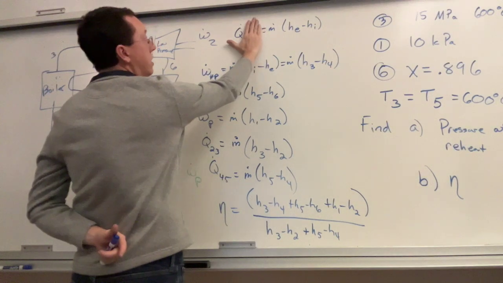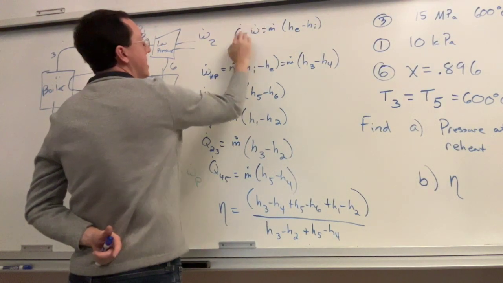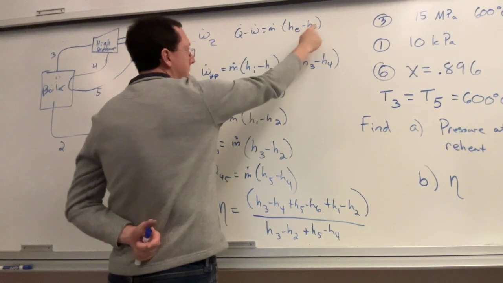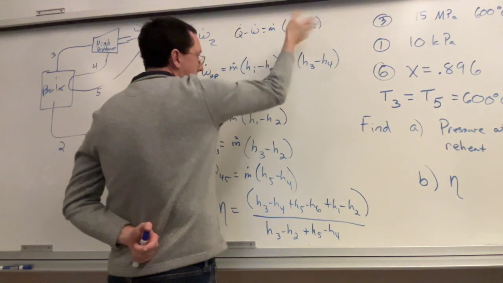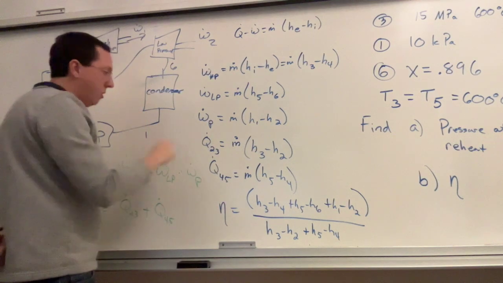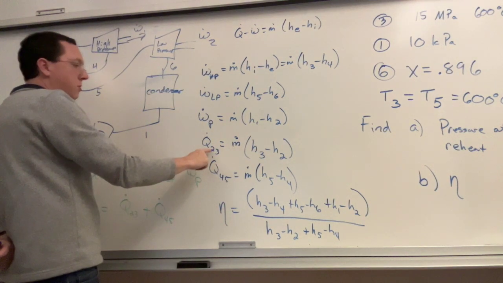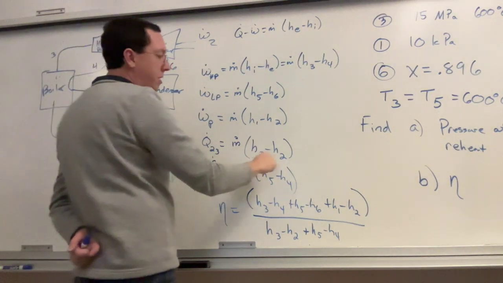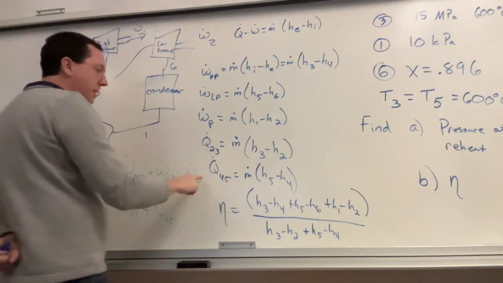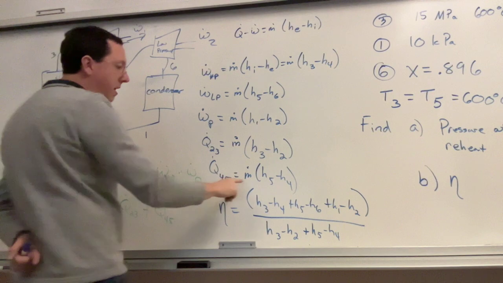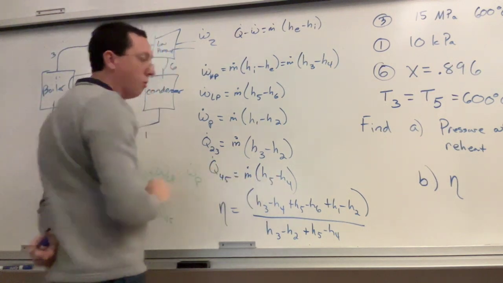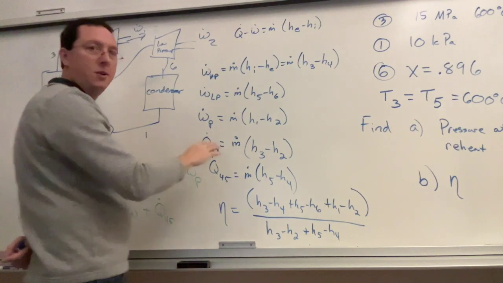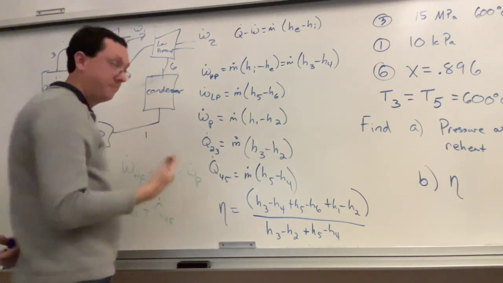So for the boiler, you can ignore the work and you just say the heat is going to be the enthalpy leaving minus the enthalpy coming in times m dot. So the first time through the boiler from 2 to 3, that's H3 minus H2, and then the second time through the boiler is 4 to 5, that's going to be H5 minus H4. And the total heat would be the sum of these.